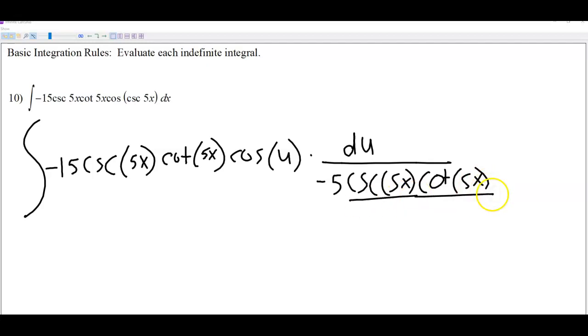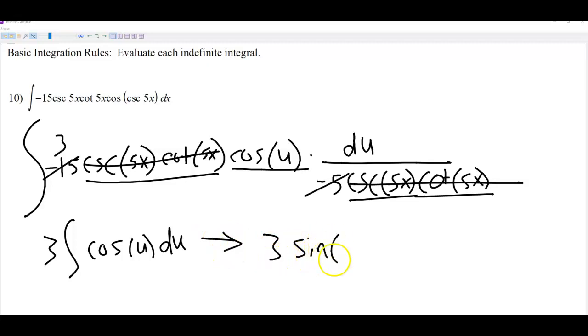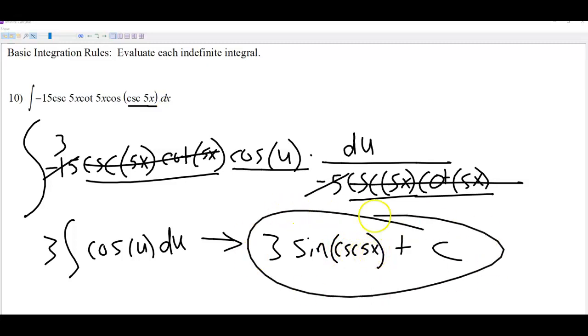And here's where all the good stuff happens. Cosecant cotangent 5x cancels out completely. So this whole thing just goes away. Also, this negative 5 goes into this negative 15 3 times. So I'll just put that constant out towards the front. And all I'm left with on the inside now is a cosine of u du. Well, the integral of cosine is simply sine. And the last thing I need to do is just put the u back in, and this was my u to begin with, so it's cosecant of 5x. So there's our final answer on that one.